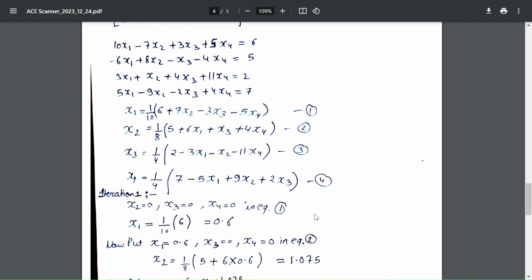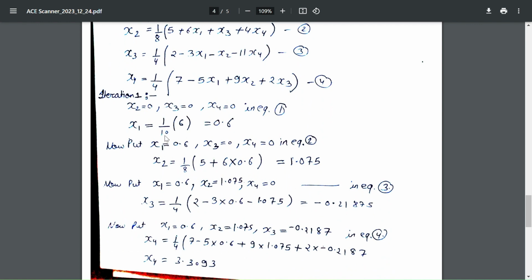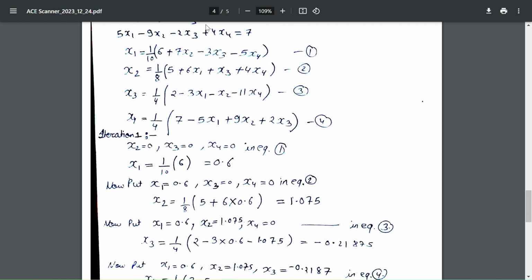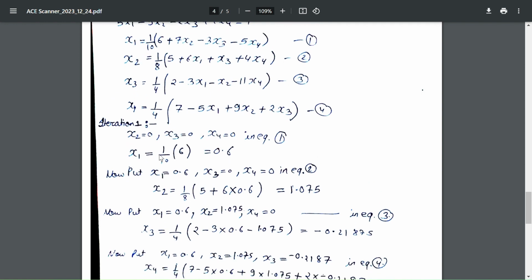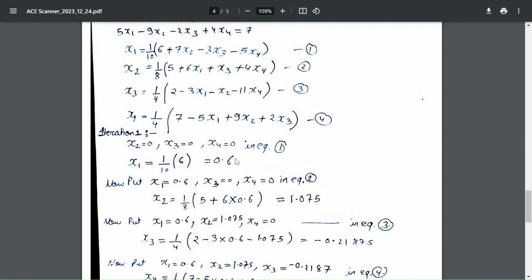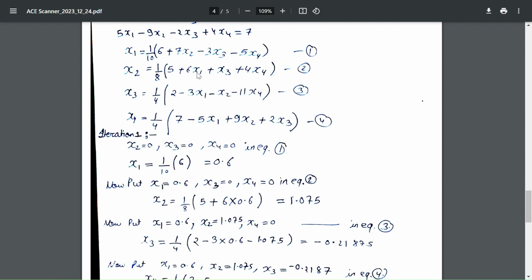Now for first iteration, we will put x2 equals to 0, x3 equals to 0 and x4 equals to 0 for finding x1. So when we put these values, we get x1 equals to 0.6. Now for finding x2, we will put x1 equals to 0.6, which is our latest value for x1, and x3 is 0 and x4 is also 0. So on putting in equation 2, we get x2 equals to 1.075.